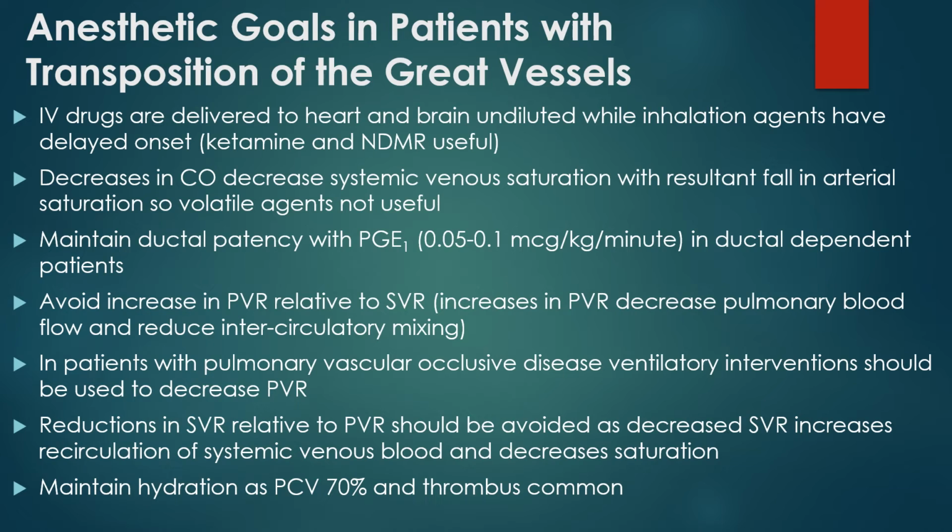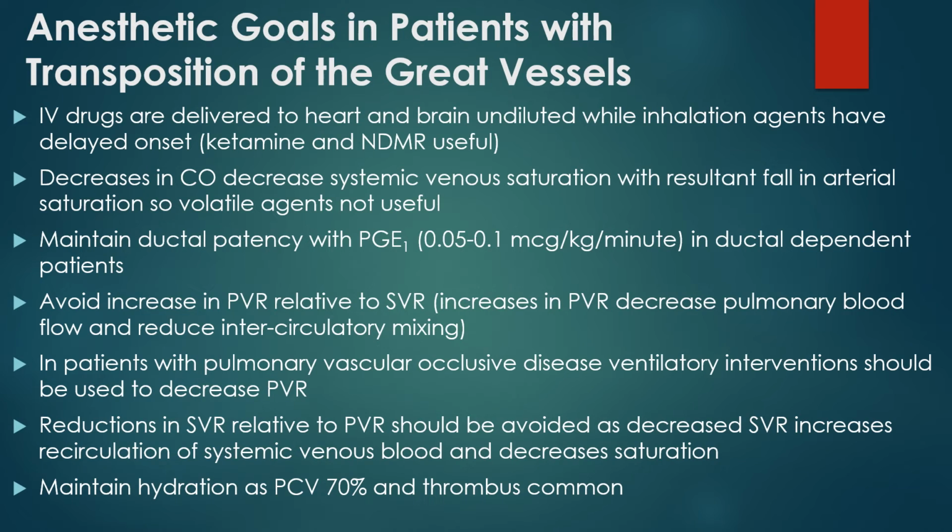So anesthesia goals in patients with transposition. You've got IV drugs that are delivered to the heart and the brain completely undiluted, while the inhalation agents have a delayed onset. So ketamine and non-depolarizing muscle relaxants are very useful in this regard. Decreases in cardiac output decrease systemic venous saturation with resultant fall in arterial saturation. So volatile agents, again, aren't very useful in this situation, and you're using a high-dose opioid technique. You've got to maintain ductal patency until you get on pump, at least in ductal dependent patients, with PGE1 at the dose we talked about before.